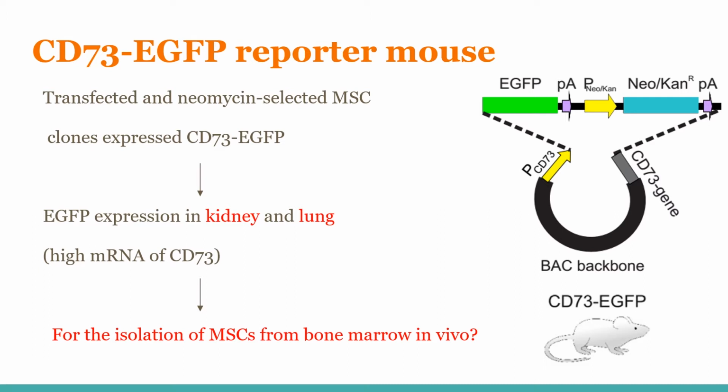And these MSC cells were confirmed to be able to differentiate, but the EGFP fluorescence was lost during the differentiation. So this indicates that CD73 is a suitable marker for the undifferentiated multipotent cells. And then they found EGFP expression in kidney and lung, which have higher mRNA levels of CD73 in epithelium. These results confirm the specificity of the transgene, but whether this reporter mouse can be used for the isolation of MSCs from the bone marrow in vivo is still unclear.